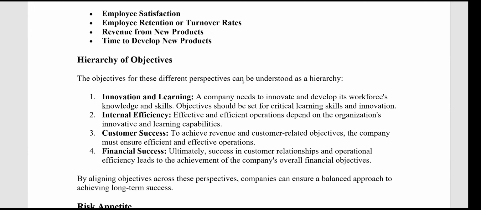Now, the objectives for these different perspectives can be understood as a hierarchy. For instance, innovation and learning: you need to innovate and develop your workforce knowledge and skills. And you should set what? Critical learning skills and innovation objectives around that. Then, for example, effective and efficient operations depend on your innovative and learning categories and capabilities. Then to achieve revenue and customer related objectives, you must be more efficient and have what? Effective internal operations.